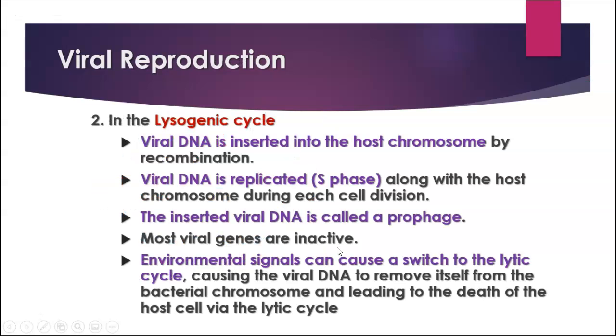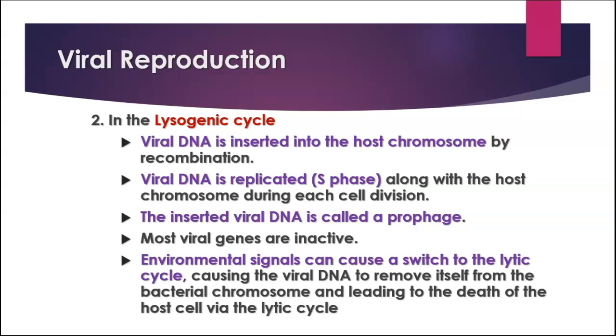In the lysogenic cycle, the viral DNA gets inserted into the host chromosome rather than just being inserted into the cell. And the viral DNA is replicated every time the cell undergoes cell division, the S phase of the cell cycle replication, so it's copied along with the host chromosome during each cell division. The inserted viral DNA is called a prophage in the case of the bacteriophages. In the case of animal viruses, it's called a provirus, and most of the viral genes are inactive. And so it just kind of sits there and hides and waits around.